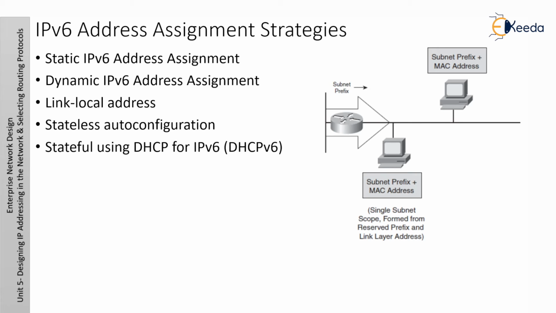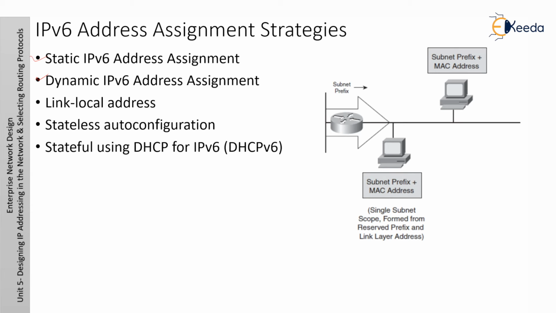IP version 6 assignment strategy. As with IP version 4, IP version 6 allows two address assignment strategies, that is static and dynamic. Okay. So static IP version 6 assignment. Static address assignment in IP version 6 is the same as IP version 4. The administrator must enter the IP version 6 address configured manually on every device in the network.